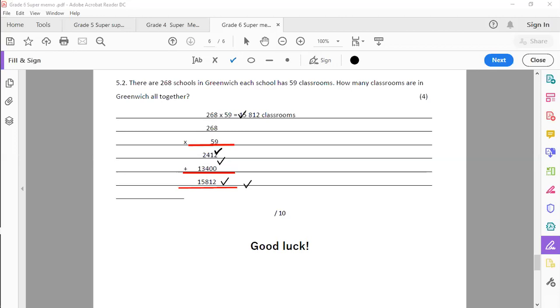I add the two answers. 2 plus 0 is 2. 1 plus 0 is 1. 4 plus 4 is 8. 2 plus 3 is 5. 1 plus nothing is 1. Then I have 15,812. That's how I did the multiplication here.